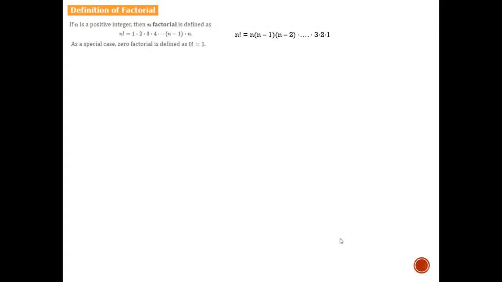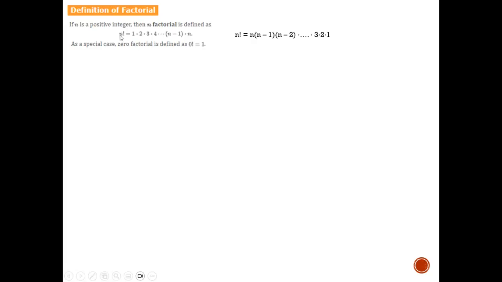Okay, so you're also going to see some factorials. So let's look at what that is. If n is a positive integer, n factorial is defined like this. It looks like n, or any number, with an exclamation point. So what does that mean? That means whatever n is, you multiply all numbers from 1 up until that number consecutively.